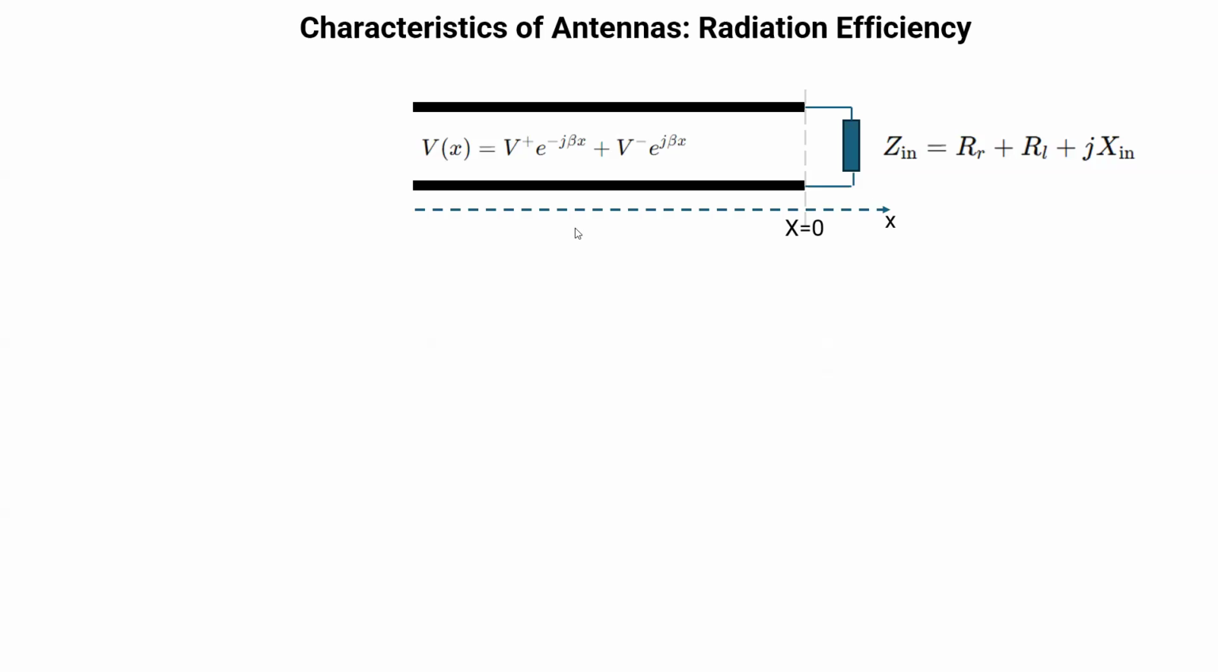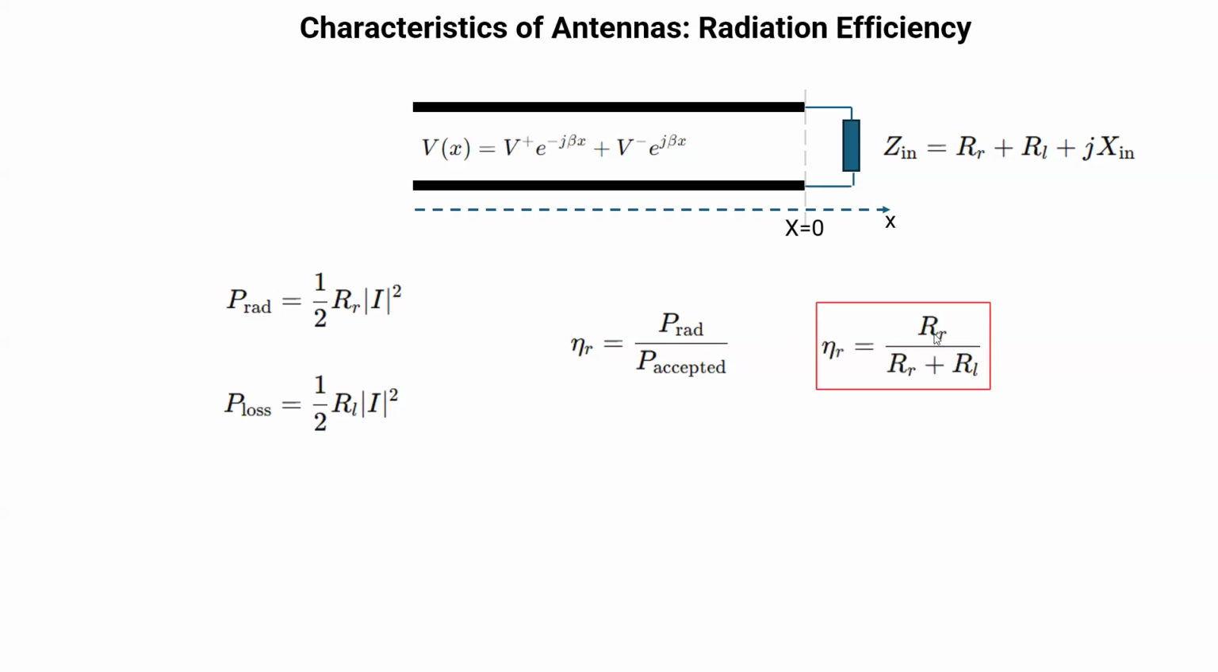Radiation efficiency. So this is very simple. Only part of the energy delivered to the antenna is radiated in the form of radiation, right? The other part, of course, is converted to dissipation loss. And radiation efficiency is just the quantity that describes which part of the delivered energy is converted to radiation. It is equal to the ratio of radiation resistance to the sum of radiation plus loss.